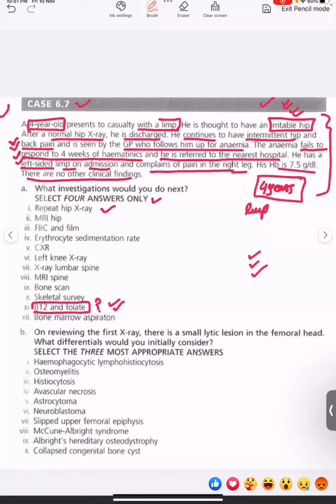The child is not moving properly. Maybe he is having some problem due to vitamin B12 deficiency. The posterior column of the spinal cord is being affected, and that is why he is having back pain and other symptoms. Is this a case of B12 and folate deficiency? Okay, Dr. Razia says this is B12 and folate deficiency.